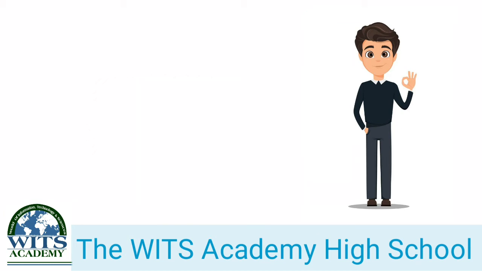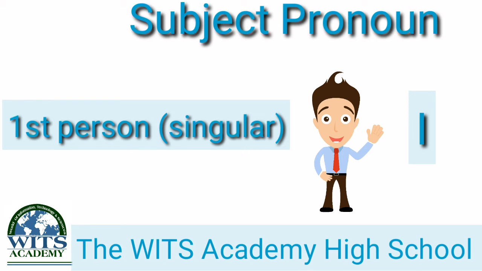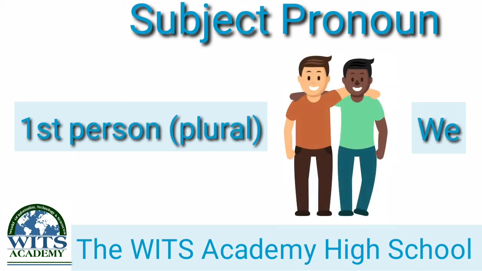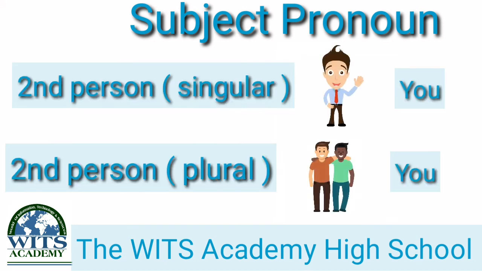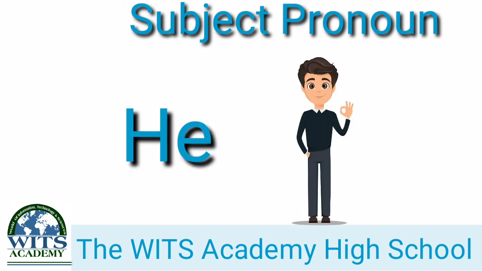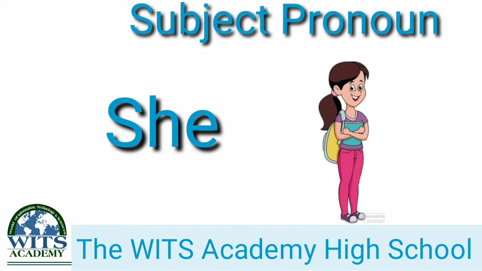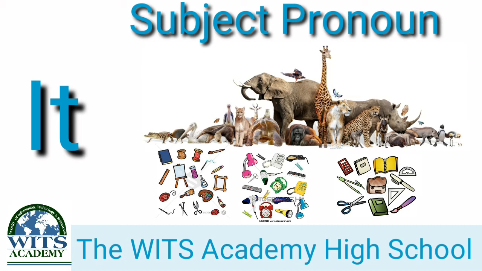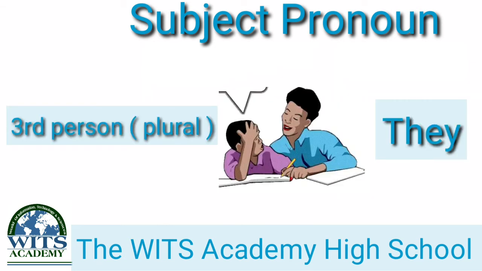Okay, students, here in subject pronoun, I is first person singular, we is first person plural, you is second person, and it is singular and plural both. Because we use pronoun you for single person, and we can also use pronoun you for many persons. Okay? And he, she, it are third person singular, as he is used for boy, she is used for girl, and it is normally used for animals and non-living things. The last subject pronoun they is used for third person plural.